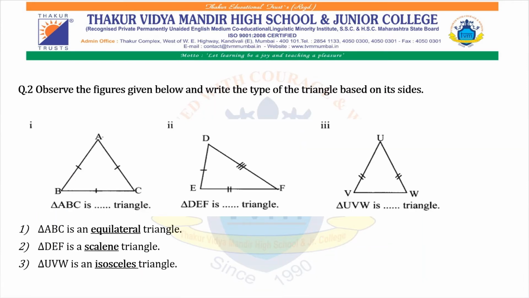Question 2. Observe the figures given below and write the type of the triangles based on its sides. Now, the first figure we can see triangle ABC. All three sides are equal. Therefore, triangle ABC is an equilateral triangle.